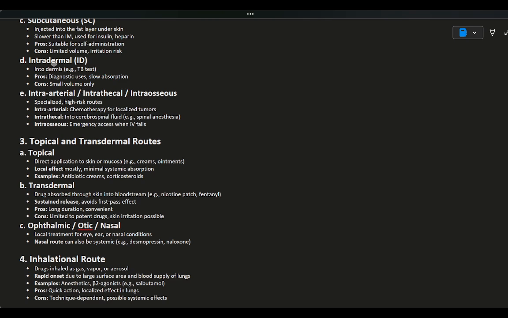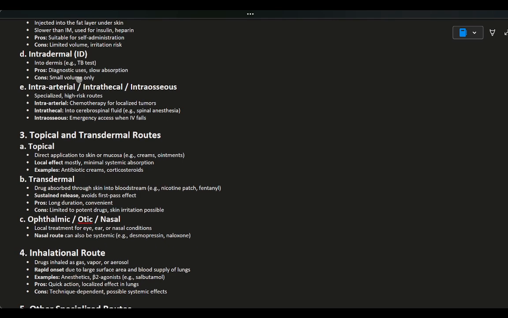We also have the intradermal route, another classic parenteral route. This is where drug is administered into the dermis, or a TB test is another example. One benefit of it is that it can be a clinically useful tool for diagnostic purposes. It also has slow absorption. On the other hand, only small volumes can be administered at a time.